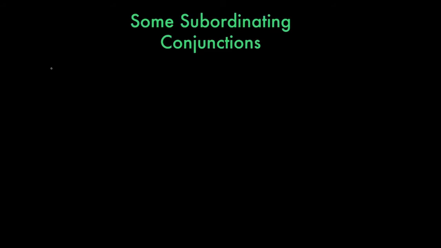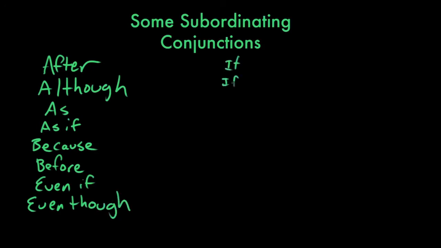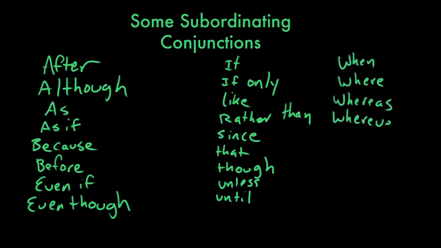So, with that in mind, here are some of the most common subordinating conjunctions in English. Some of these you might recognize as being adverbs or prepositions in other contexts, but you can also use them to unite dependent and independent clauses. So, here we go. After, although, as if, because, before, even if, even though, if only, like, rather than, since, that, though, unless, until, when, where, whereas, wherever, whether, which, and while.